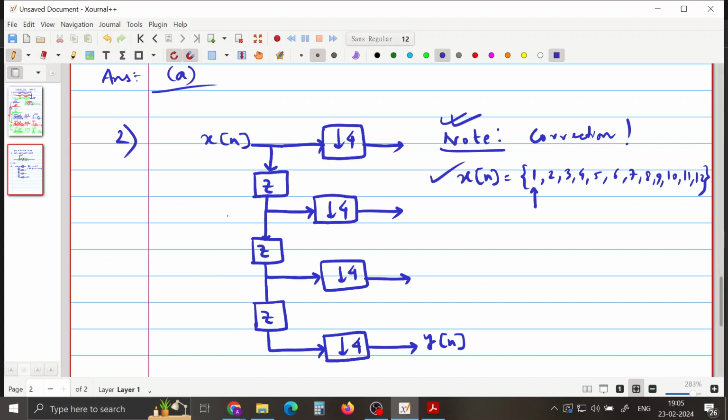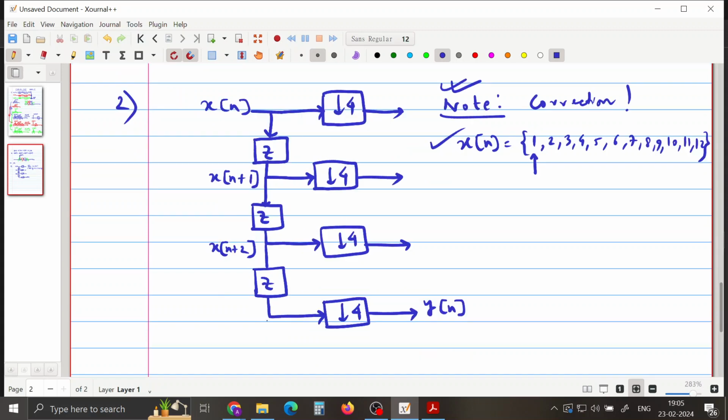At this point your signal will be x of n plus 1, because we have an advance operator, advance by 1 unit of time. If your x of n passes through that block, you will get x of n plus 1. Similarly, at this point you'll have x of n plus 2, and similarly at the lowermost point you will have x of n plus 3.